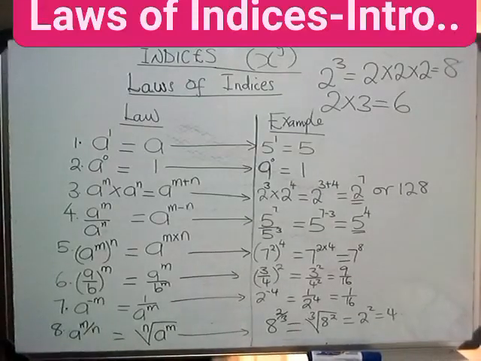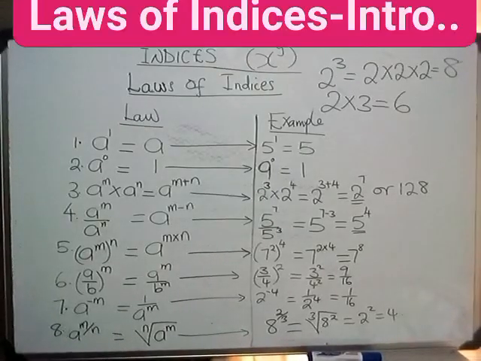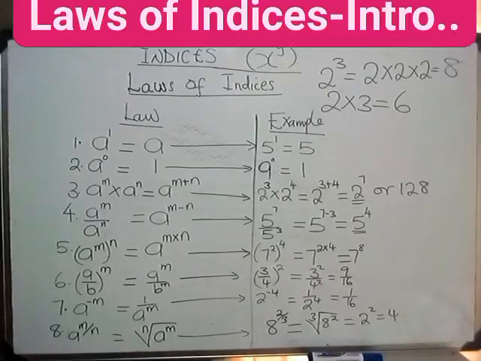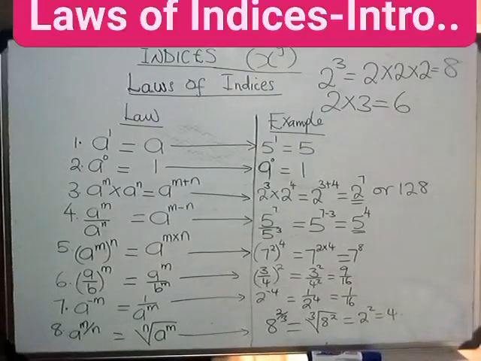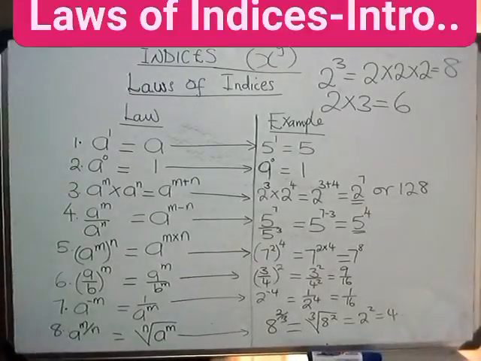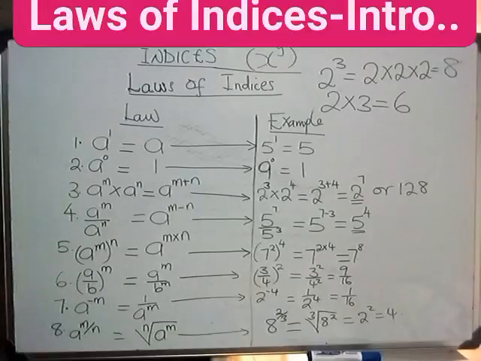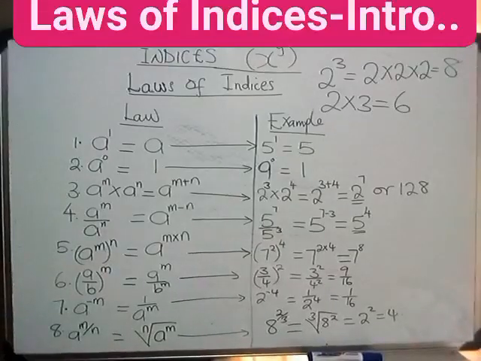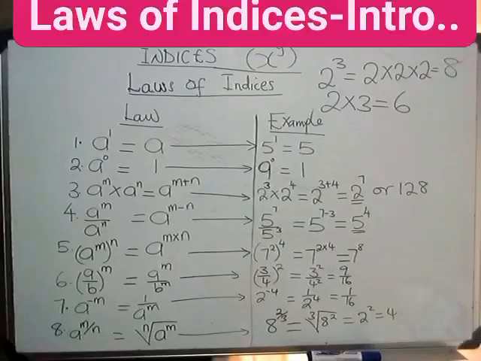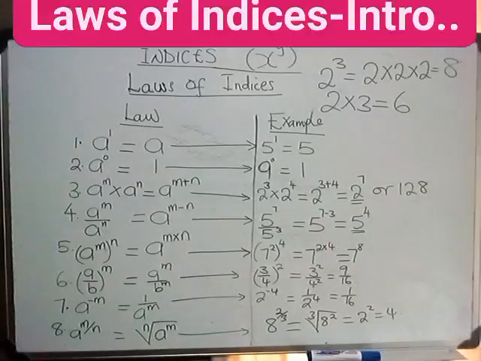We have law number 1, which says a to the power 1 is equal to a. This means that any number to the power 1 is the number itself. So we have an example there, 5 to the power 1, the answer is 5. The second law is a to the power 0, and the answer is 1. This means that any number to the power 0 is 1. We have an example, 9 to the power 0, the answer is 1. Even if I say 1,000 or 1 million or 500 to the power 0, the answer is 1.